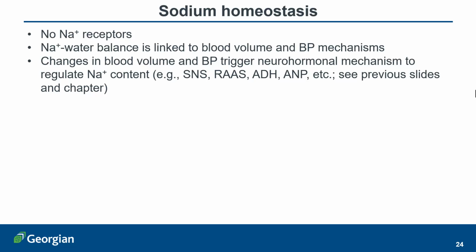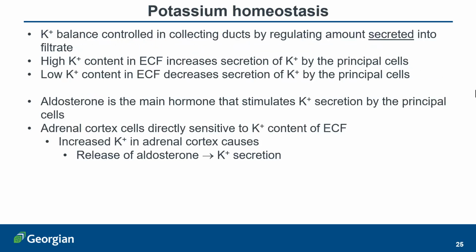So please revise the effects of the sympathetic nervous system, the Renin-Angiotensin-Aldosterone System, ADH and ANP in terms of sodium homeostasis, in terms of water homeostasis. Let's move on to electrolyte balance. Specifically, we'll start off with potassium homeostasis.